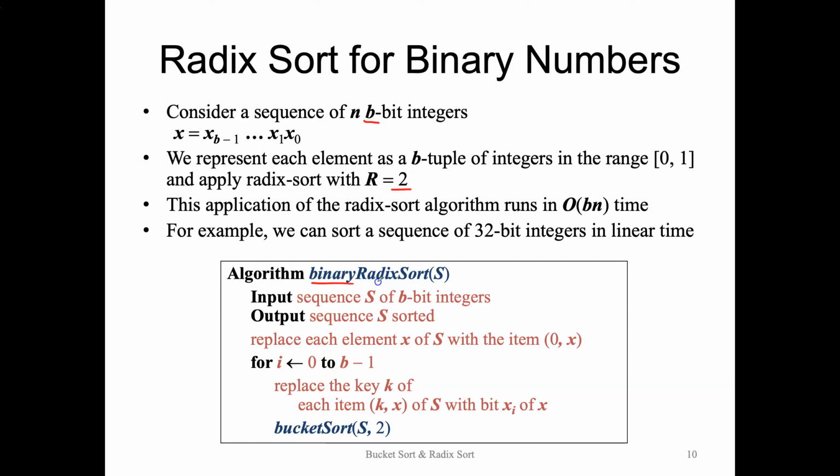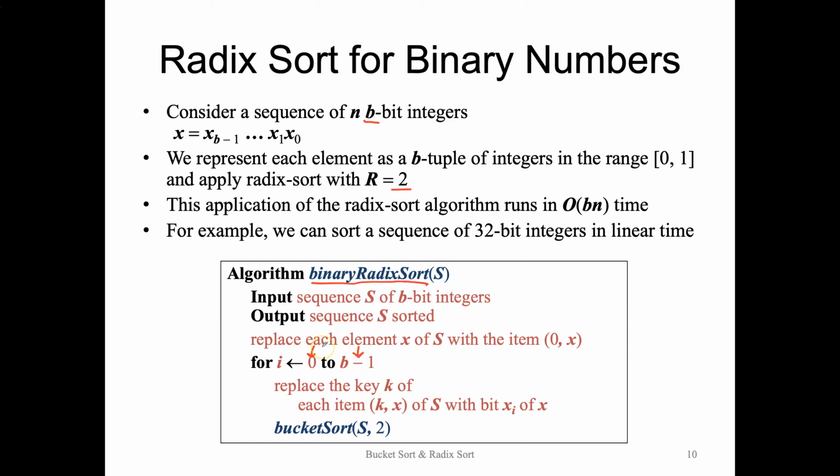We're repeatedly calling bucket sort, but we're taking the elements which have only one key, which is that entire binary number, and we're transforming it into b keys. So essentially making it one key for each bit in that binary number. From here we have the least significant bit to the most significant bit.